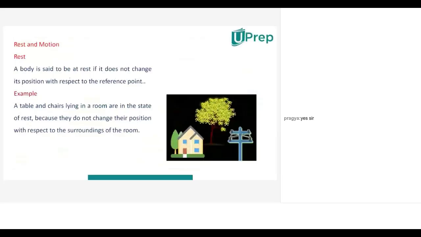And in mechanics, generally an object can be in two different states, and those two different states are nothing but rest and motion. What is it? Rest and motion. So first let us learn about rest. What do you mean by rest? And then let us learn about motion.